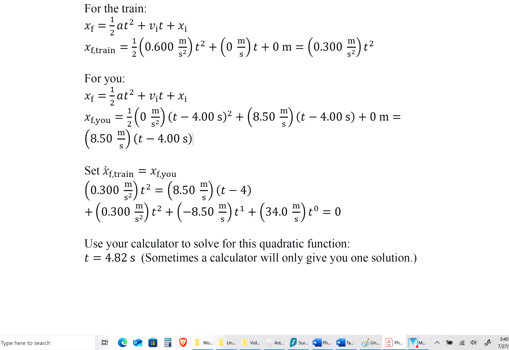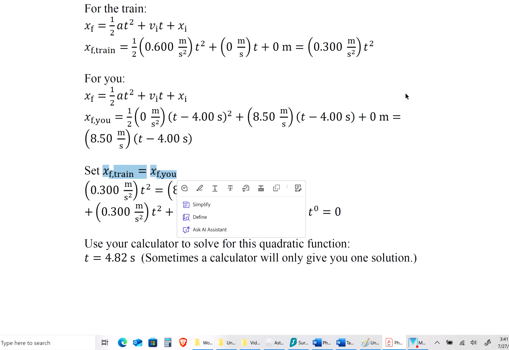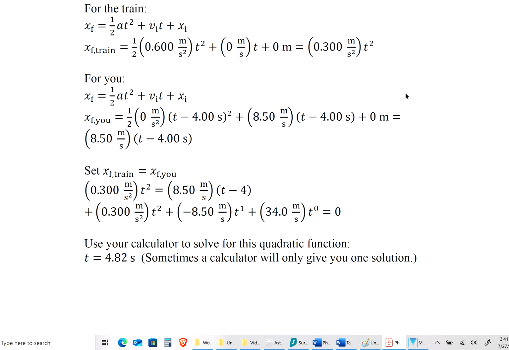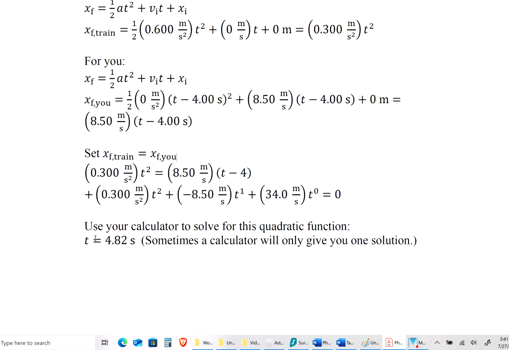So if we set the displacement of the train equal to the displacement of you, it's going to tell us when the train and you are in the same location. We could use the calculator to solve for this quadratic equation. After 4.82 seconds, you and the train are in the same location.